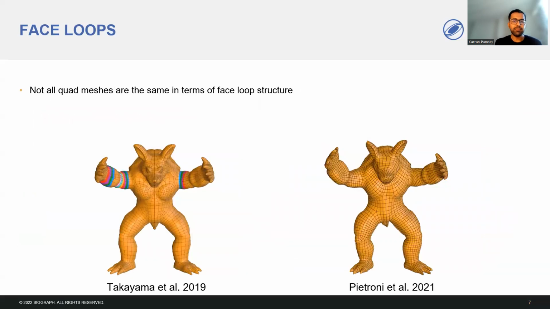As you can probably tell by now, not all quad meshes are created equal when it comes to face loop structure. While interactive techniques help artists create clean, well-structured face loop layouts, automatic feature line-driven remeshing typically disregards face loop structures. Here, we see a single face loop in blue traversing all across the shape.